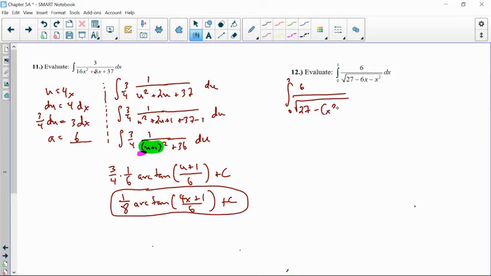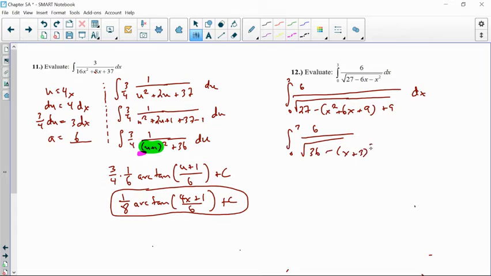So we factor out the negative. And it becomes plus 6x. Half of that is 3, and 3 squared is 9. That's really a negative 9, so we're going to add 9 to balance that out. That makes it a nice perfect square of 36. So we've got 0 to 3 of 6 over the square root of 36 minus the quantity x plus 3 squared dx. So then u should be x plus 3.